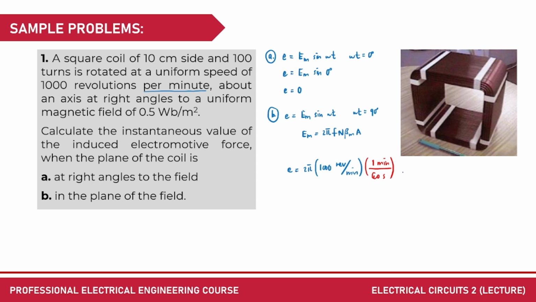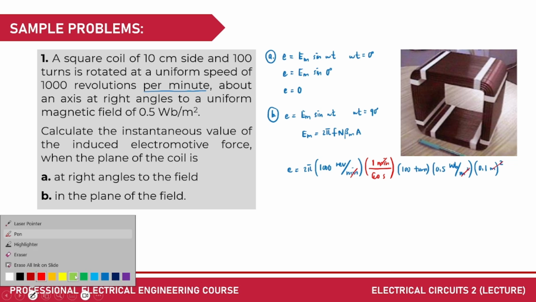The number of turns is 100 turns. Then beta m is 0.5 Weber per square meter. We don't need to convert this part. And there is this 10 centimeter side of the square coil, so we have 0.1 meters and then square it. Now we can eliminate the minutes and even the square meter. By the way, the turns times Weber will give you a value of voltage.